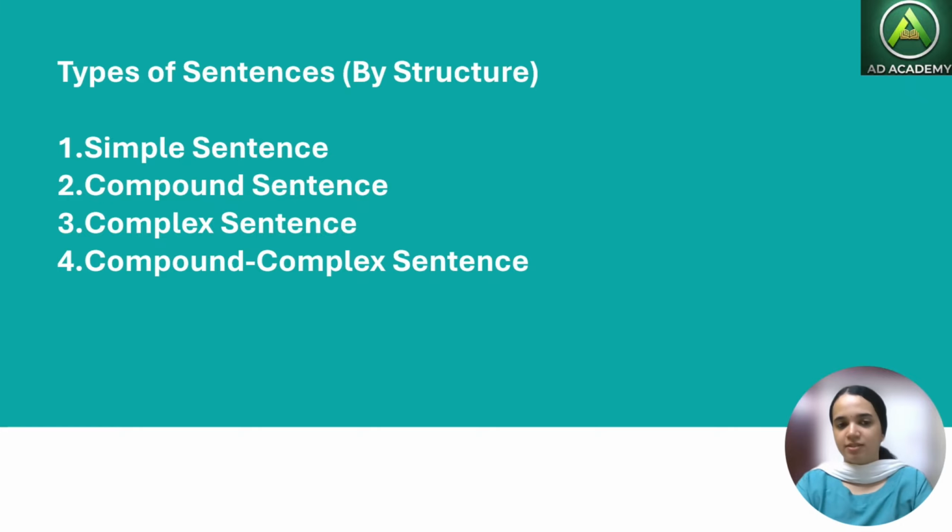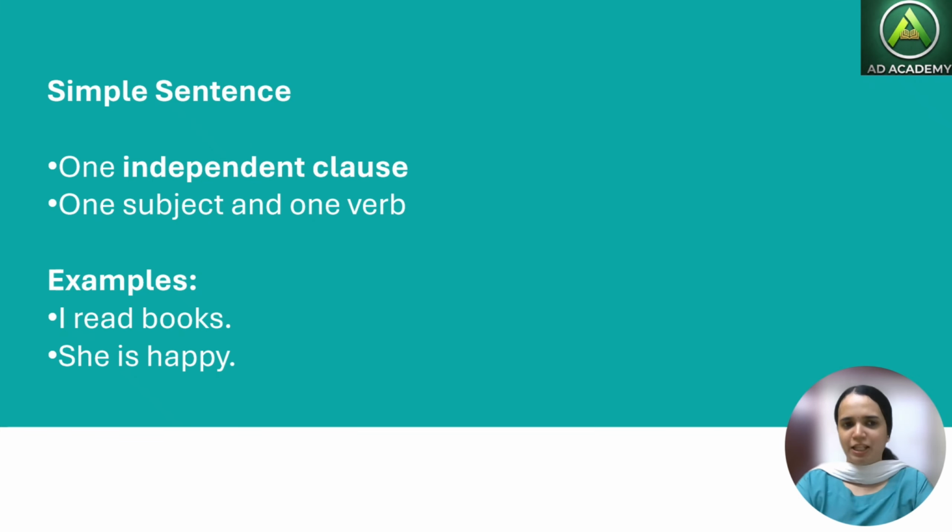Then we can again classify under the types of sentences by structure: simple sentence, compound sentence, complex sentence, compound-complex sentence. Say again: simple, compound, complex, compound-complex. It's very important. We can discuss the simple sentence. The name itself suggests what a simple sentence is. It consists of only one independent clause.